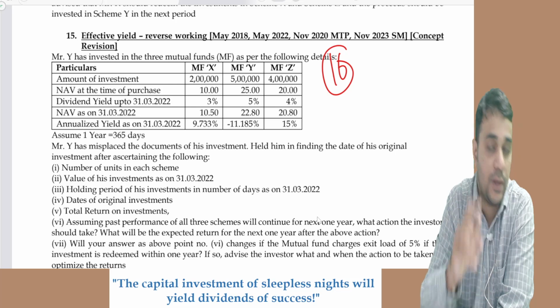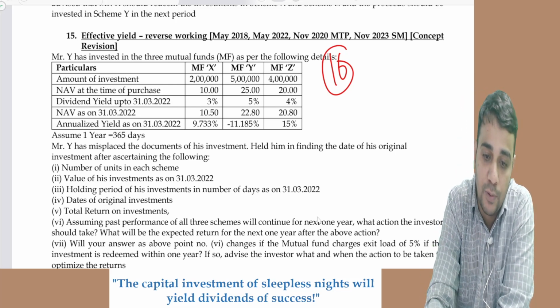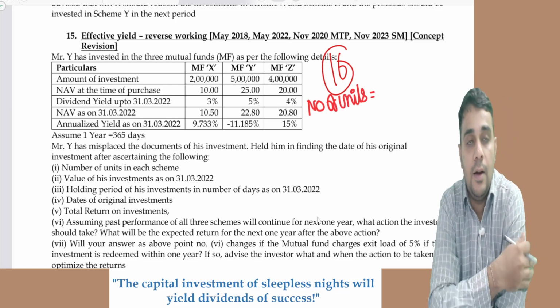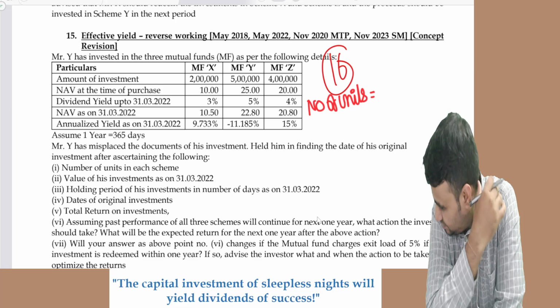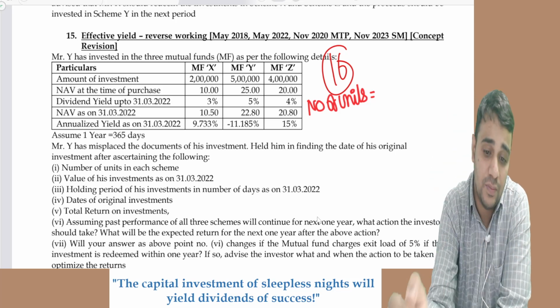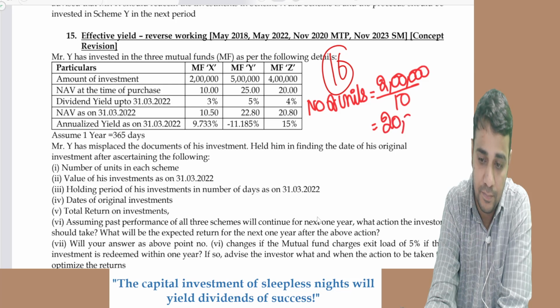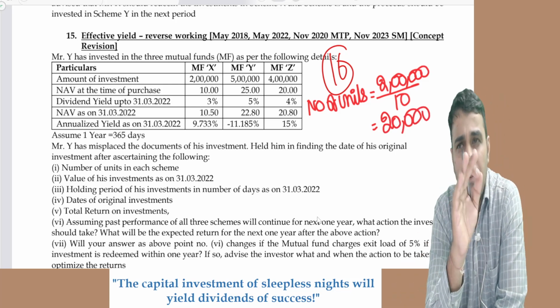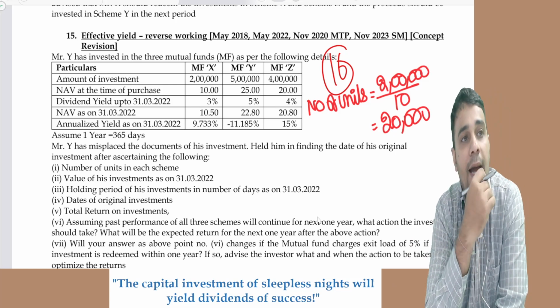Let's do one by one for the first mutual fund. Number of units is equal to 2 lakh divided by 10. I repeat, MFX, it's over. Once I do one mutual fund, it is the same thing for the other mutual fund. 2 lakh by 10, 20,000.